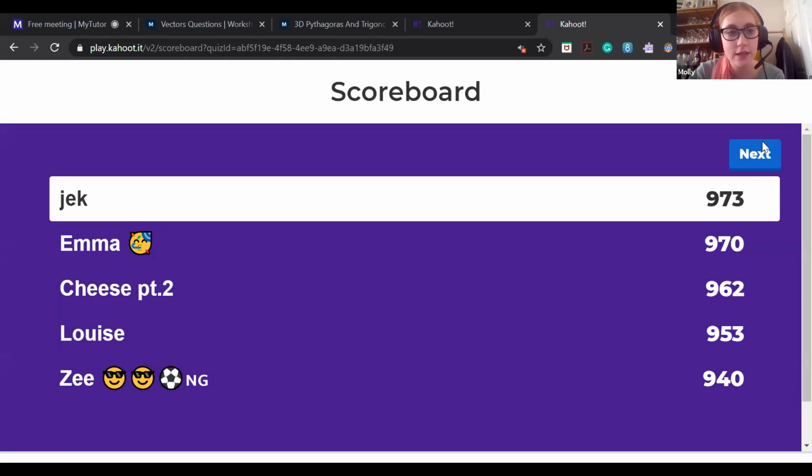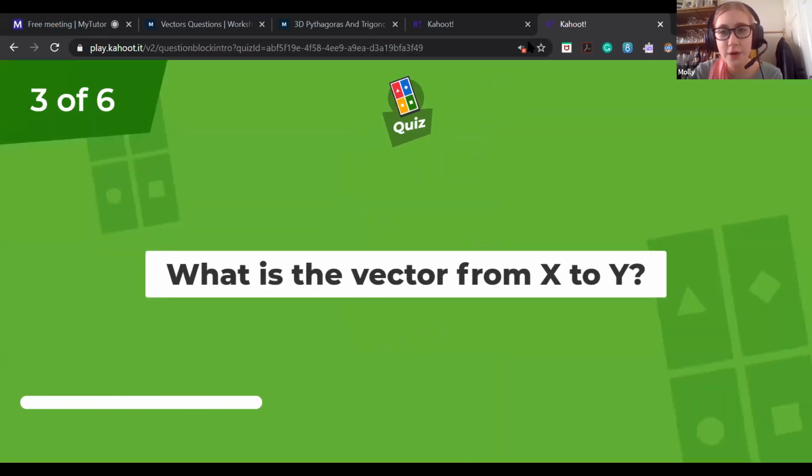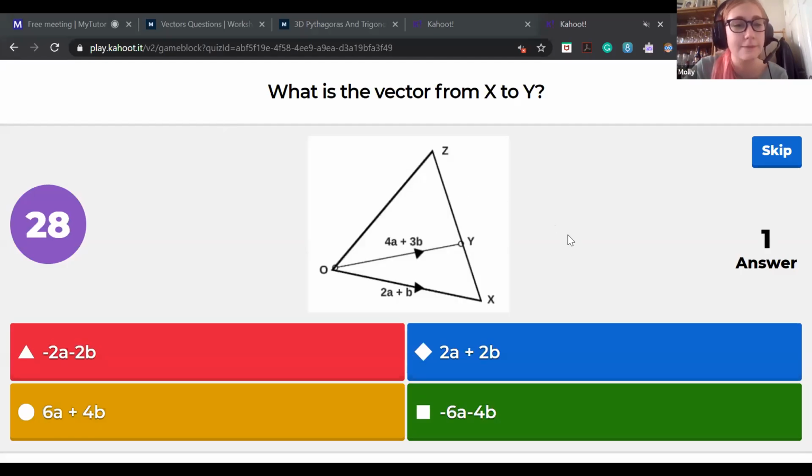Just checking the chat. Yeah, some of these questions are copied and pasted from Maths Made Easy, some of them from other websites online.